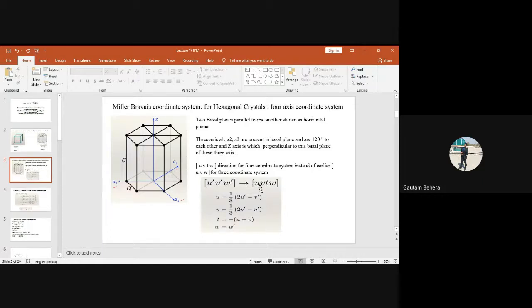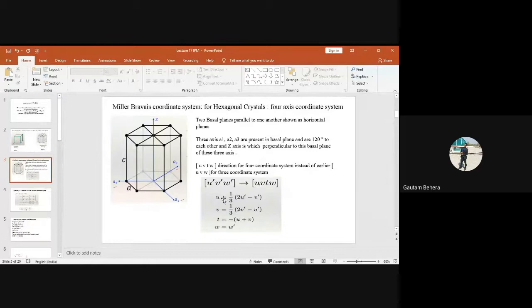We want to convert it into U, V, T, W, right? So instead of U, V, W, you write U dash, V dash, W dash, which need to be converted into U, V, T, W. So how to do that? This is the formula. You have to remember this formula always. To remember W is very easy because W is equal to W dash. The value given here will be equal to W, right? So there is no problem. But to convert U dash, V dash to U and V, this is the formula.